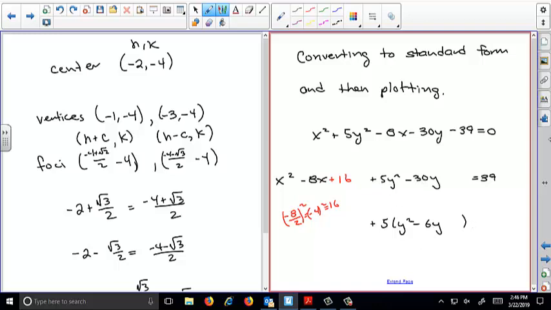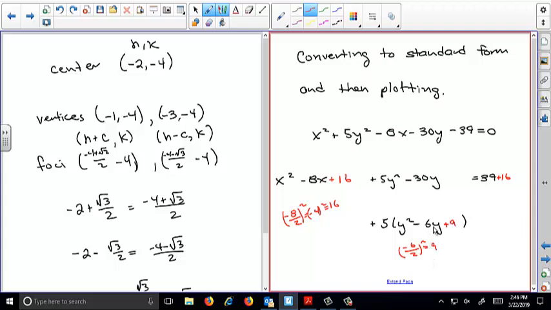And before we do that, let's go ahead and add 16 over here, because we added 16 to the left hand side, so we need to balance that out. Now here you still take negative 6, divide by 2, square it. So that's negative 3 squared, which is 9, so we add 9.